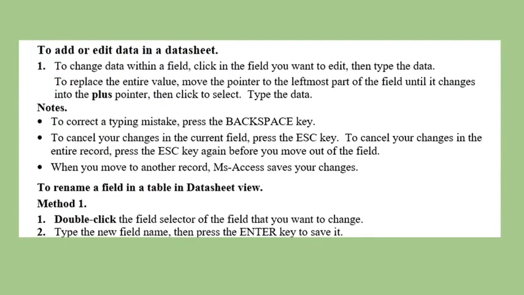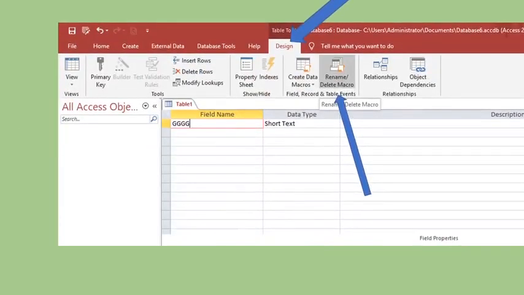To add or edit data in a data sheet, you usually open the table in a data sheet view, and then you just delete and type, simply just as you do in Microsoft Excel. Then it is very important for you to note this, that you usually have this on-demand menu code design that allows you to do editing. You can insert columns, you can set primary key, you can delete rows, you can modify lookups from this.